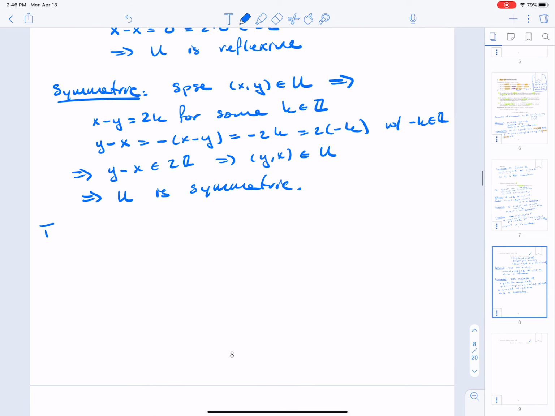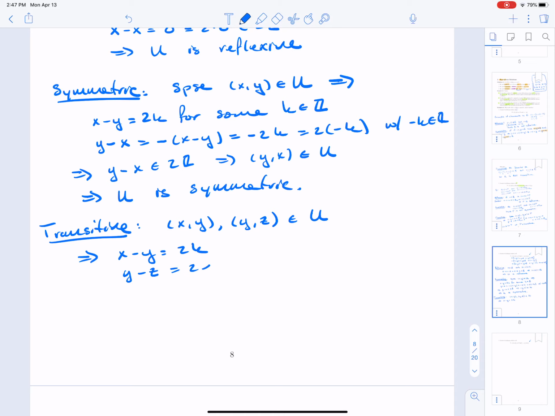And finally, transitive. How does that start? This time we start with an x and a y, and then starting from y and going to another z, we assume those two ordered pairs are in my relation, which is called U. And I write down what I know because of that. So x minus y is equal to 2k, and y minus z is equal to 2l for some k and l inside of the integers.